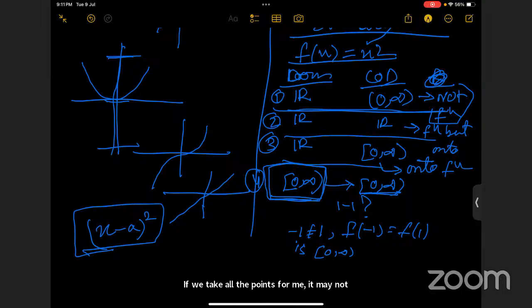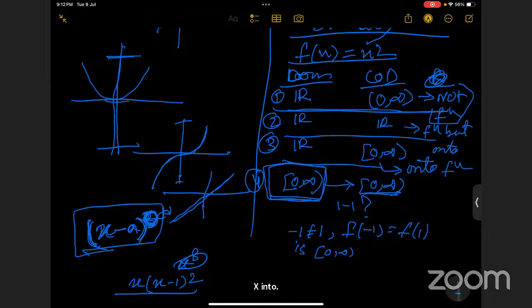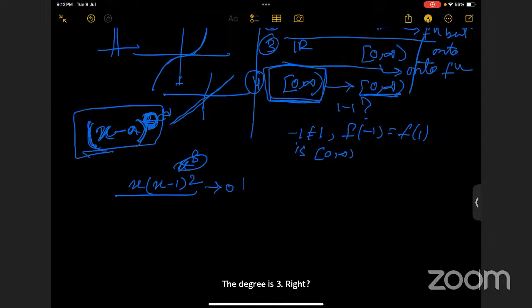And if we take something like x minus some a with some odd power, then naturally it will be an onto function, because we will have a graph like that. But suppose you have a function x into (x minus 1) square, then the degree is 3, right? Then it is an odd degree function, right?